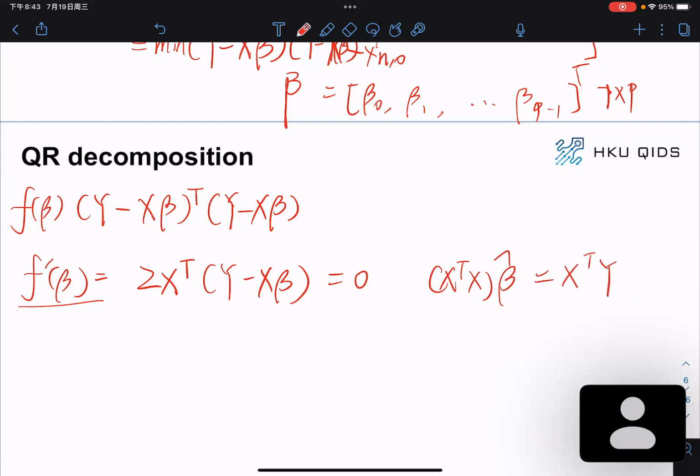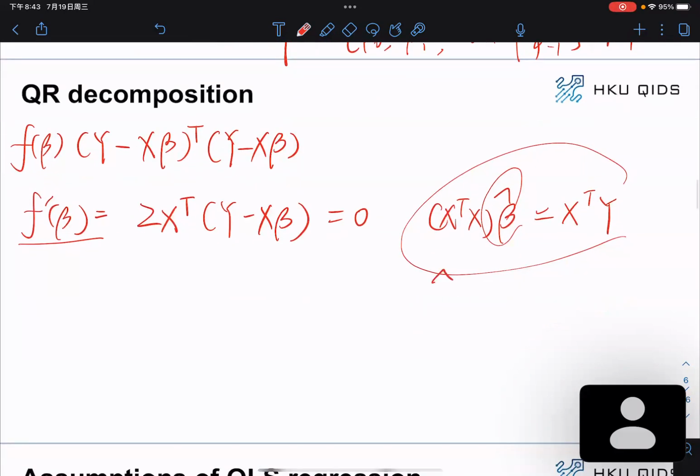And if we have a super good computer, then that's it. We just put in X and Y to let it give us this best beta. Especially if your programming language has a function for matrix inverse, then beta hat is just the inverse of X transpose X multiplied by X transpose Y. But if our language is poor, and we don't have that kind of function, then what can we do? That's when QR decomposition comes to our hand.